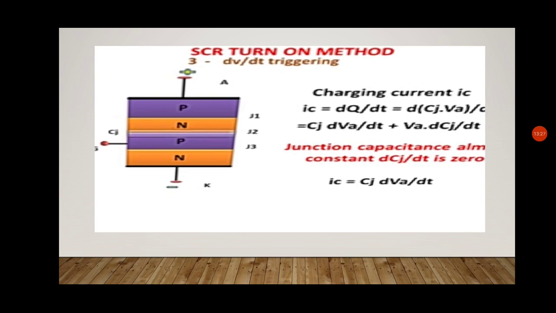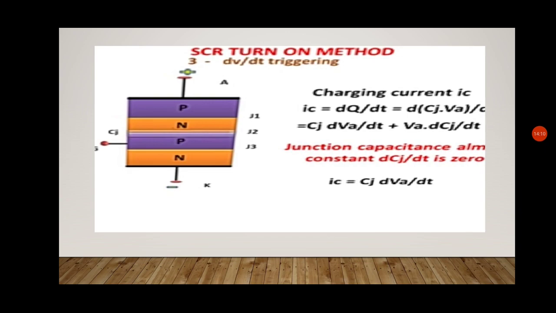Now the third method of SCR turning on is the dV/dt triggering. Now what is dV/dt? It's a simple method. Whenever the SCR is in forward bias mode, J2 is in reverse bias mode, and a depletion layer is formed across J2, which acts as a capacitance, and the capacitance here is C_j. So a charging current I_C will be produced here, where I_C is equal to dq by dt, and now q can also be written as C_j, the capacitance across the depletion layer, times the voltage applied to it.